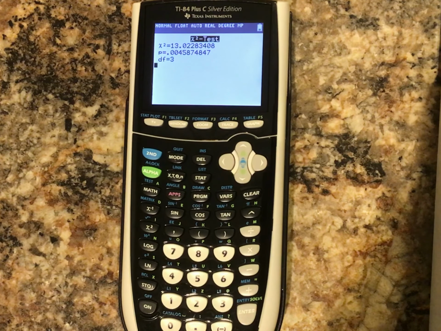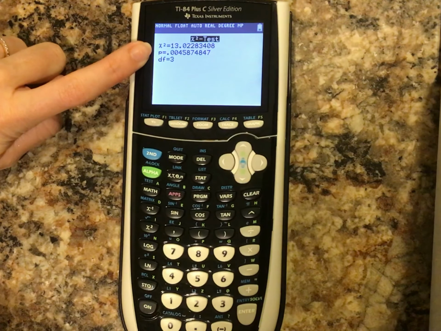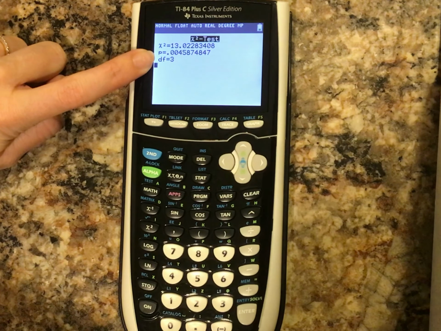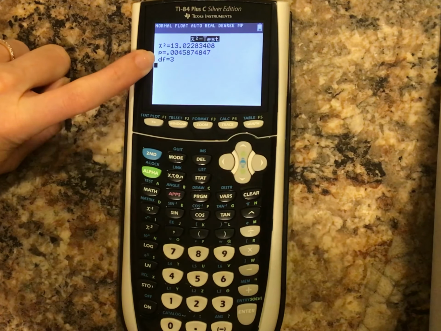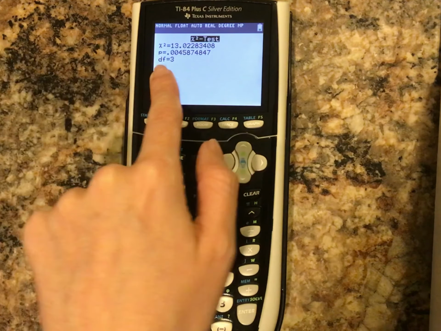Okay. So this test will give you the test statistic. It will give you the p-value that you can compare to alpha to tell me whether to reject or fail to reject. In this case, I mean, this is a really small p-value.